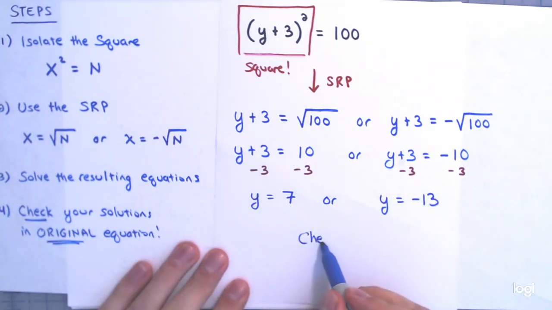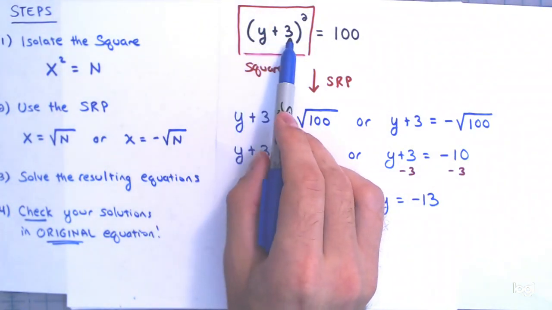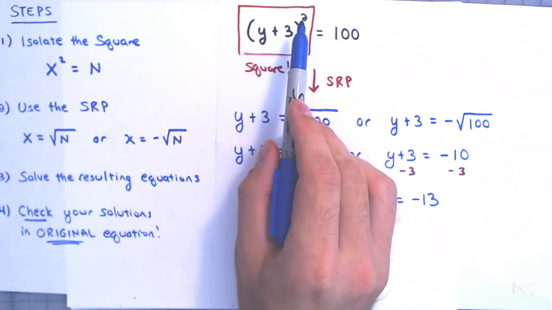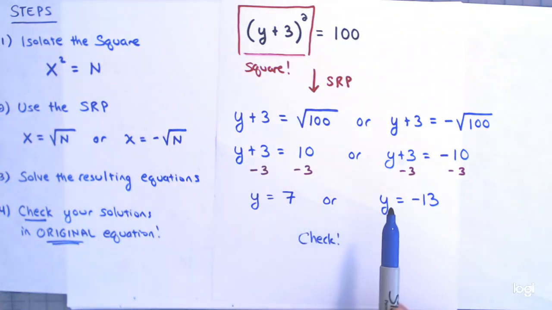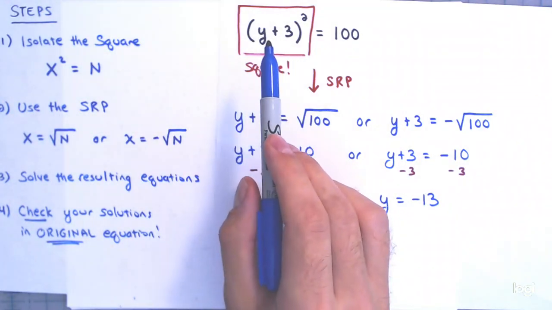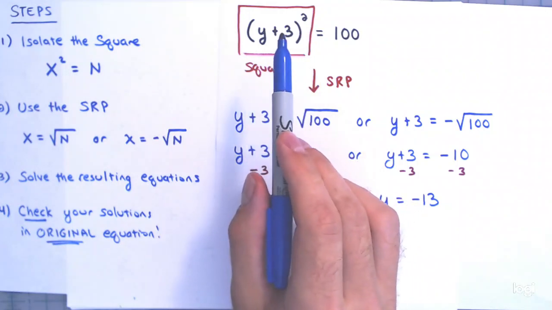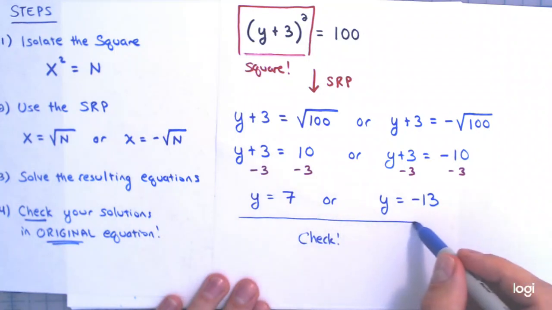And don't forget to check them. All right, now that we've solved, let's check back in the original equation. This is a pretty nice one to just say out loud. When y is 7, 7 plus 3 is 10. 10 to the second power, 10 times 10 is indeed positive 100. So 7 works. Y equals negative 13. Negative 13 plus 3 is negative 10. And negative 10 to the second power, negative 10 times negative 10 would be indeed positive 100. So both of them work.